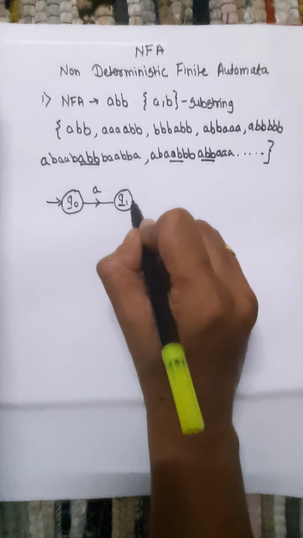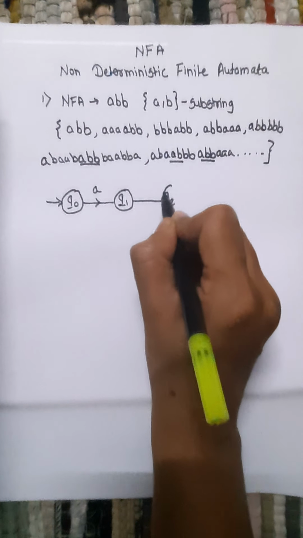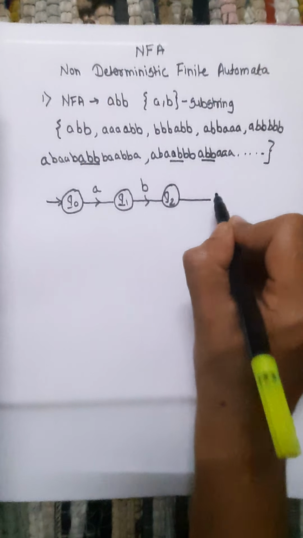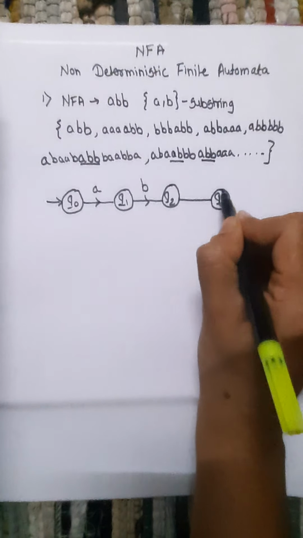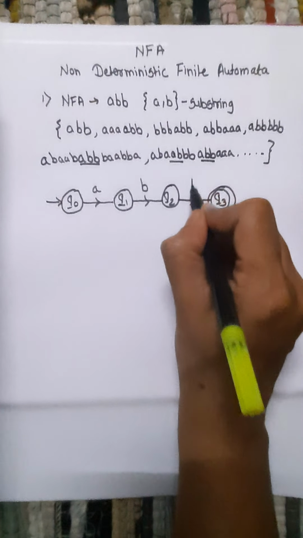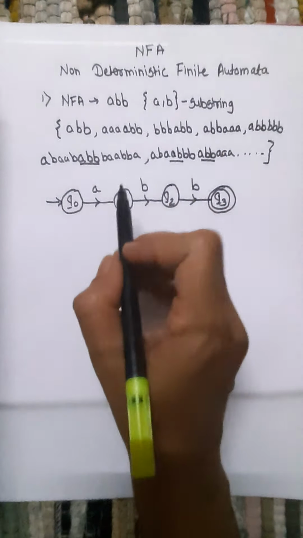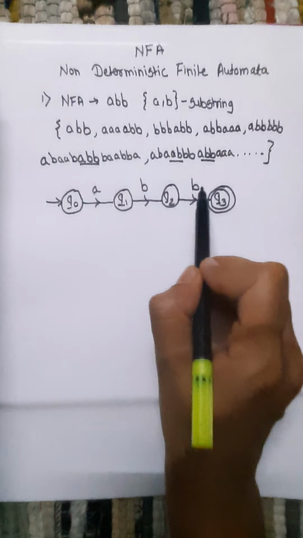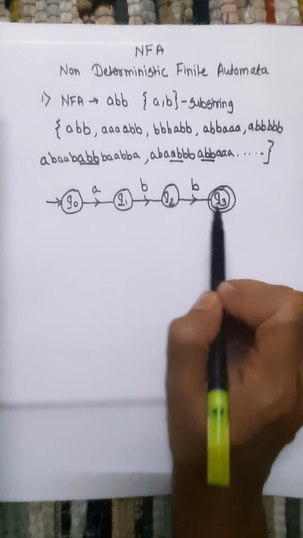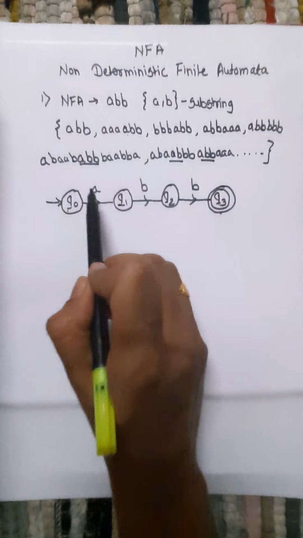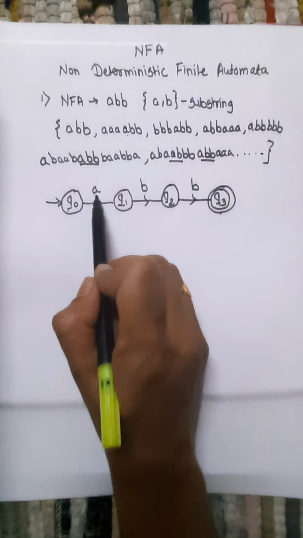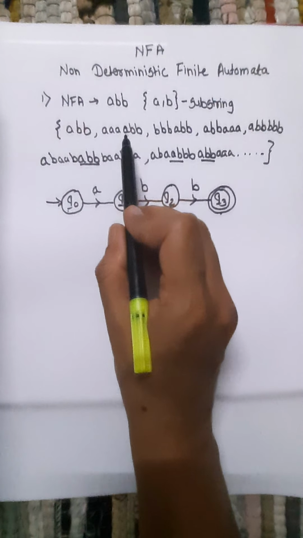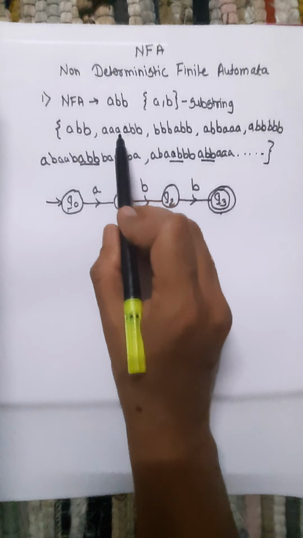From Q1 to Q2 I will go with B, and from Q2 to Q3 I will go with B again. Okay, so now ABB, this is done, ABB and stop. Q3 is the final state, Q0 is the initial state, and the minimum string will be ABB. Okay, next one is what? That is, before ABB there will be multiple A's.